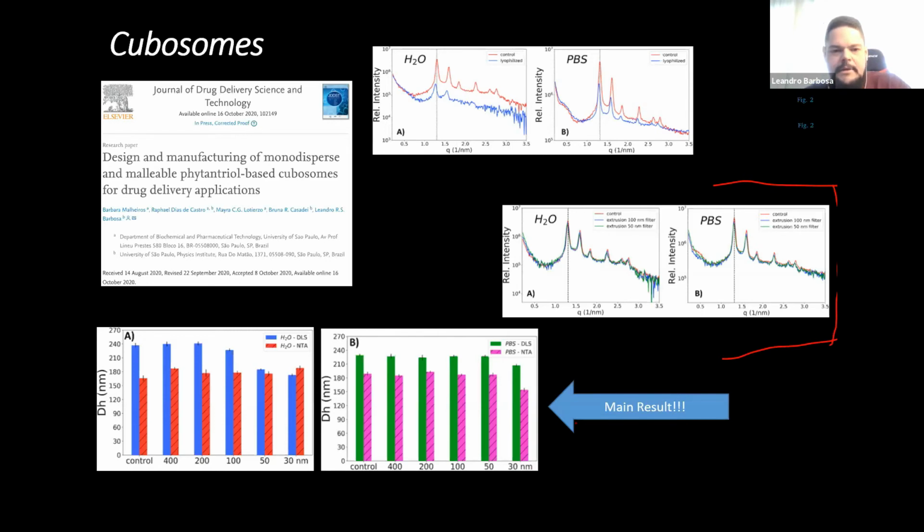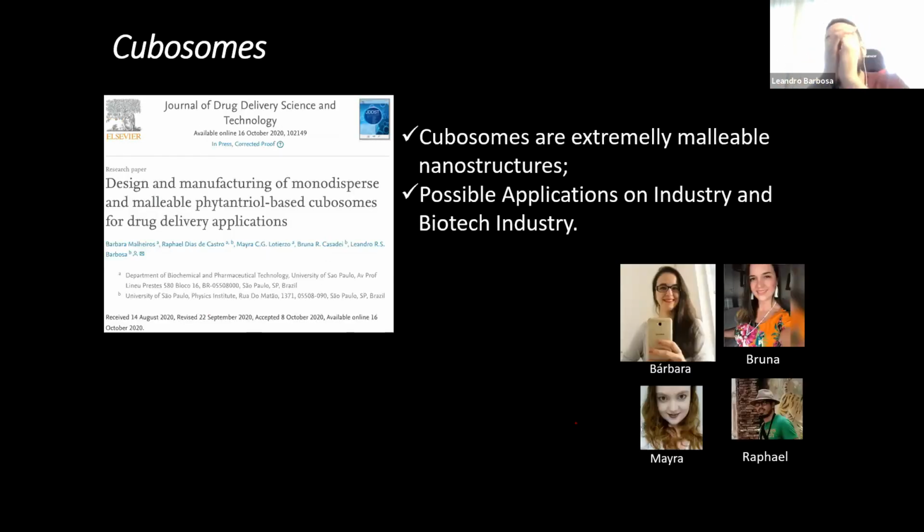So this means that the chromosomes are very malleable structures. They are able to squeeze their volume, cross the membrane, and then swell again on the other side of the filter. And this is quite nice because this could open some kind of application for chromosomes from a biotechnological point of view, for example.